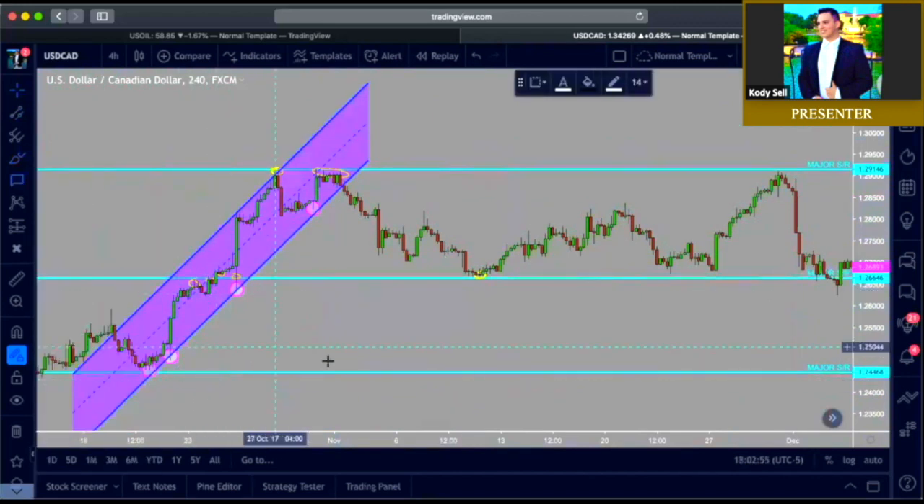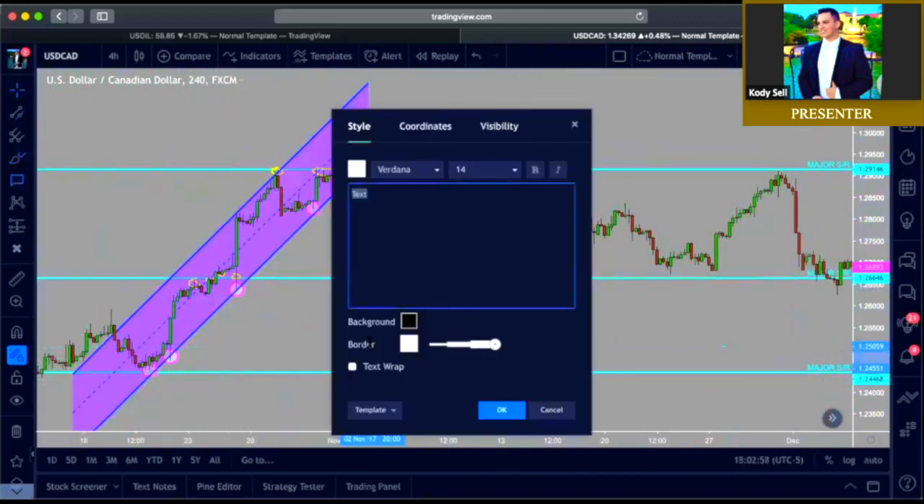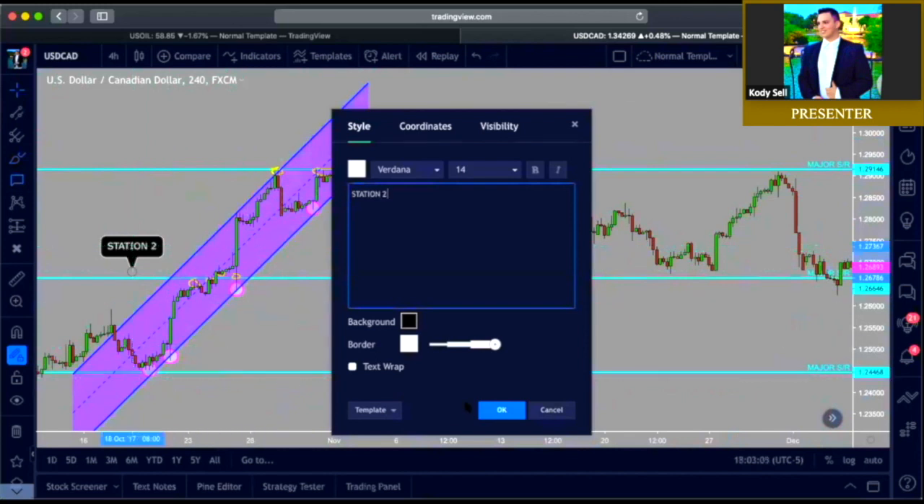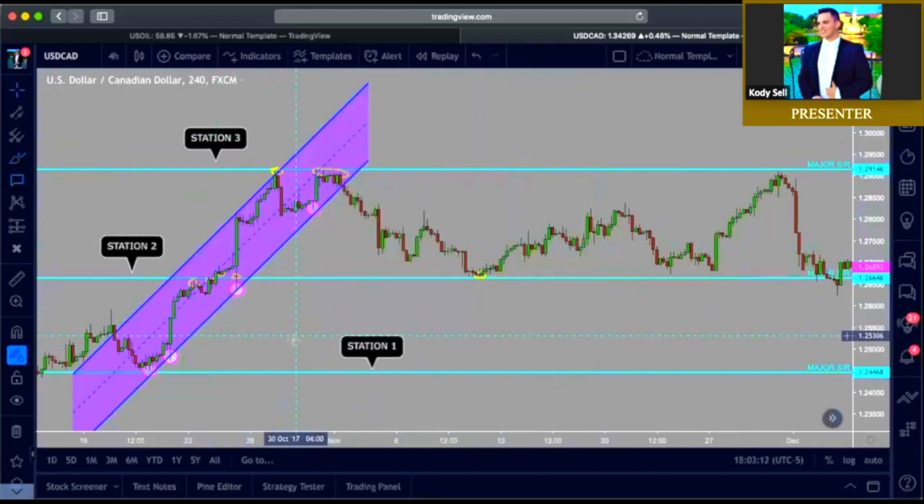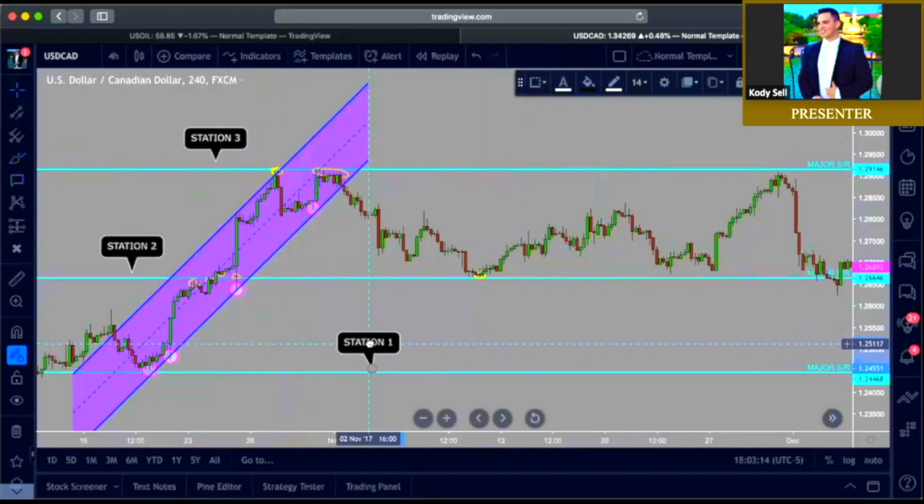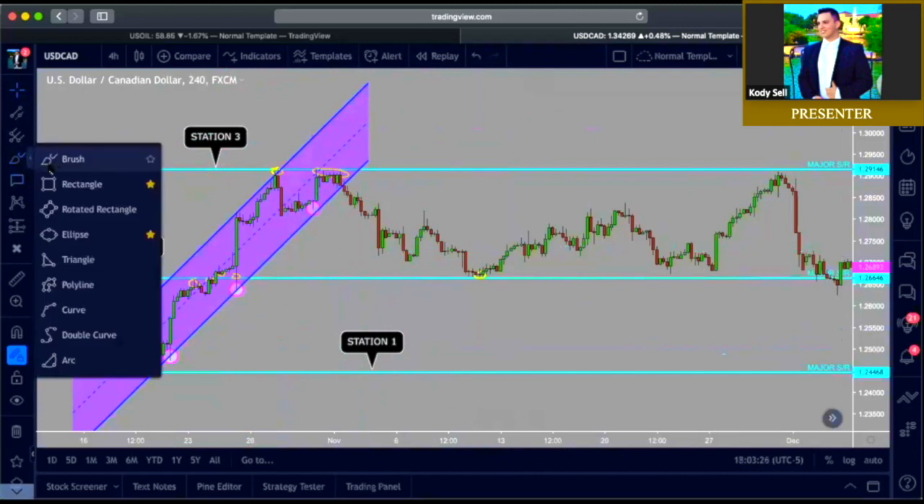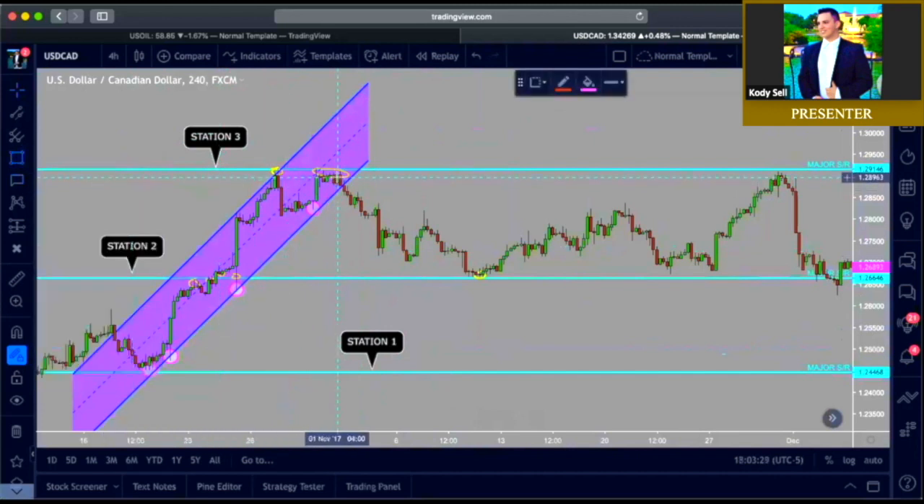All right, so let's go ahead and call this one station 1. Call this one station 2, and then call this one station 3. All right, that'll help simplify what's going on here. So price moved all the way from station 1 in this channel all the way to station 3 in this channel. And then once it hit station 3, what happened? Our channel broke. So right here, our channel broke.